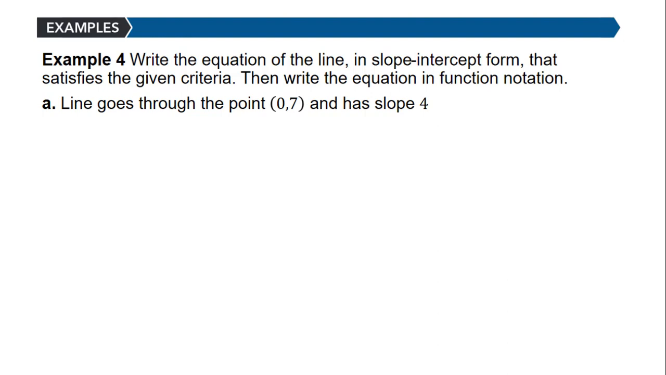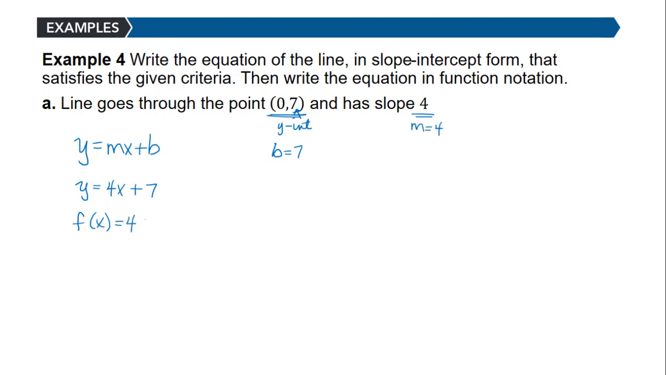Well, the information that we are given is actually the exact information that is obtained from the y equals mx plus b form. Right, (0, 7), that is the y-intercept. This tells me, therefore, that the 7 is the value of b. And slope is a coefficient of x. It tells me that m is 4. Therefore, the slope-intercept form that satisfies this criteria is y equals 4x plus 7. In function notation, this is just f of x equals 4x plus 7.